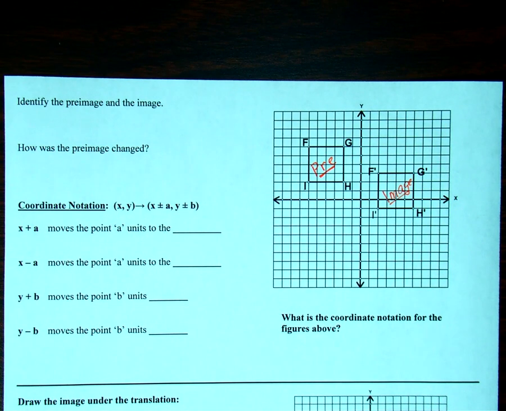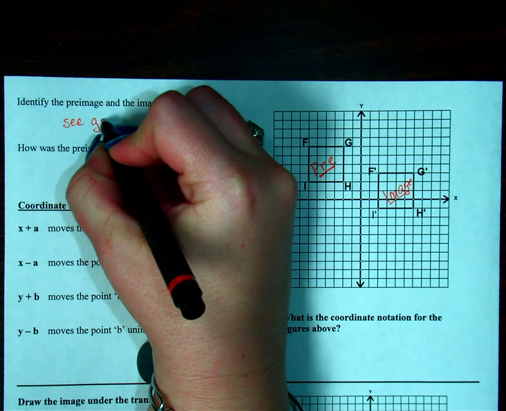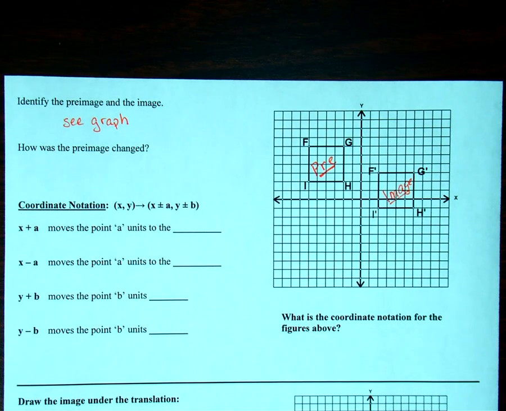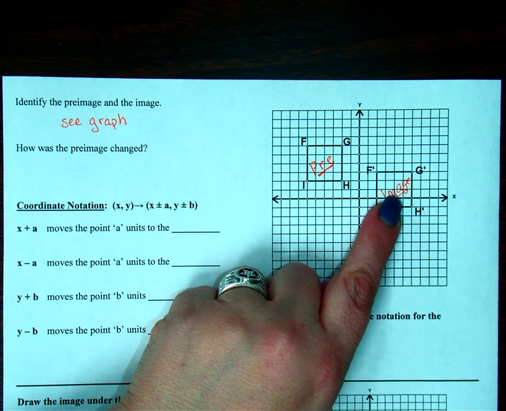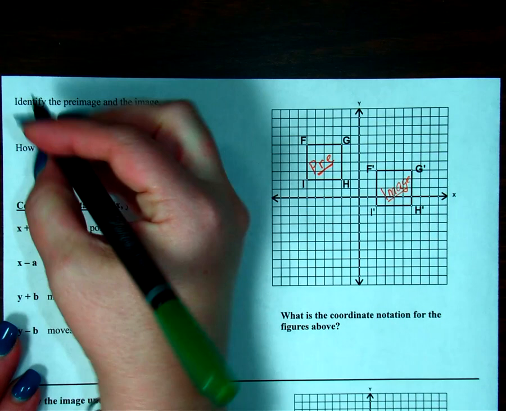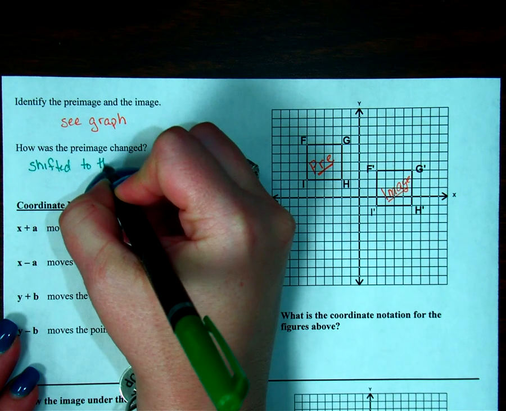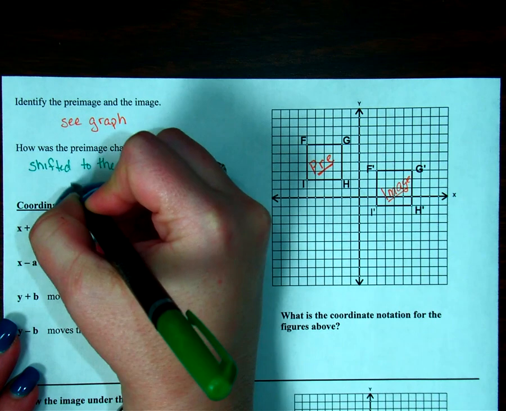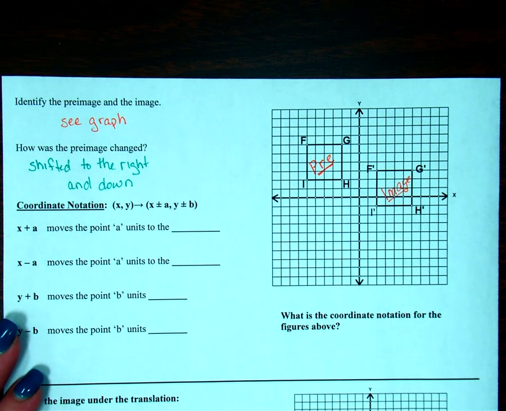Okay, then it says, how was the pre-image changed? So I'm going to write over here, change. So we can see we identified which one was the pre-image and which one was the image. Okay, so now how was the pre-image changed? So how did this one get from here to here? I can see the whole thing moved over to the right and it moved down, right? So it shifted to the right and down. But can we tell how much it shifted, right?